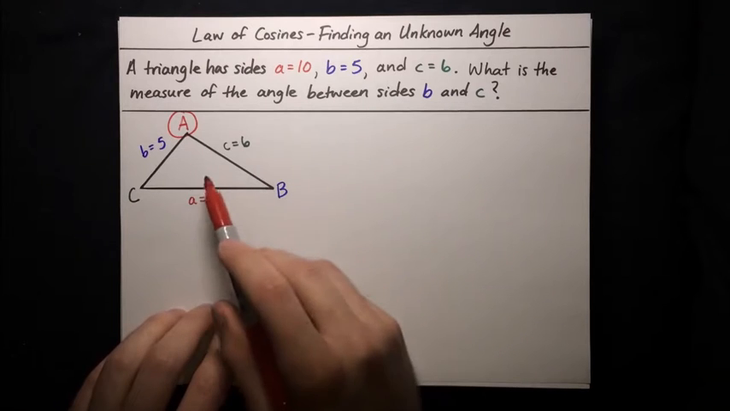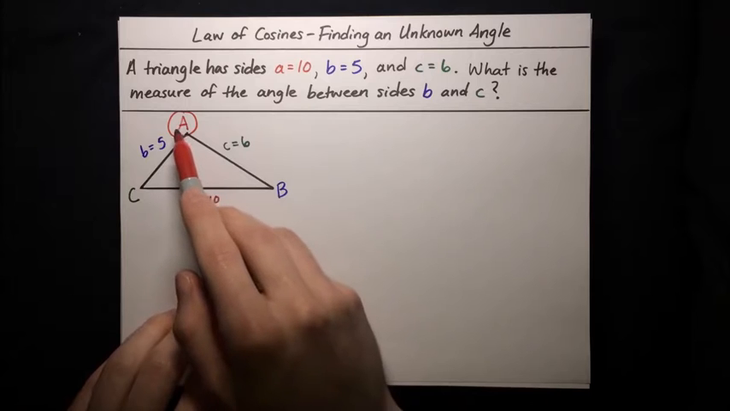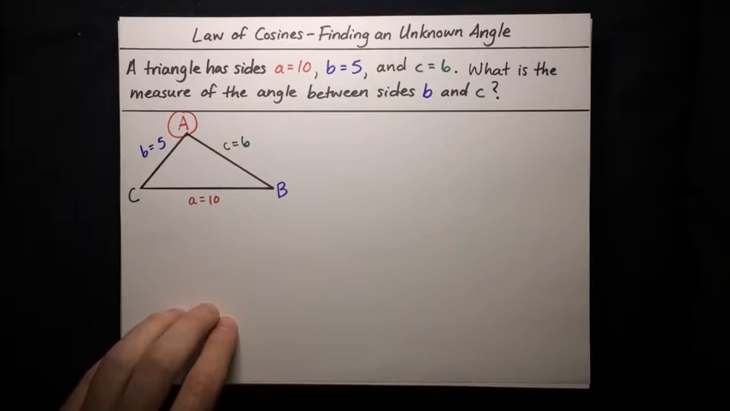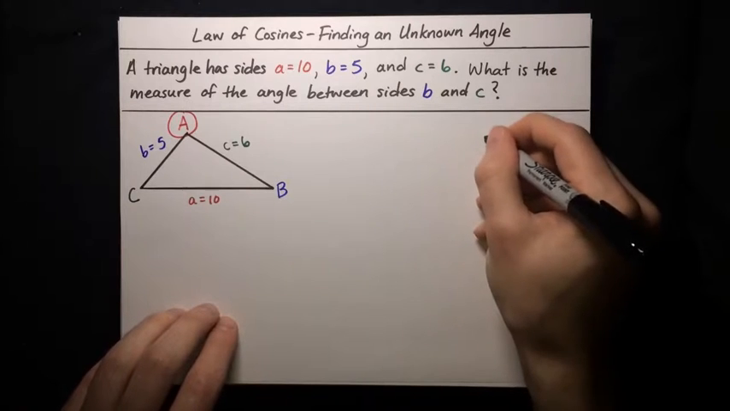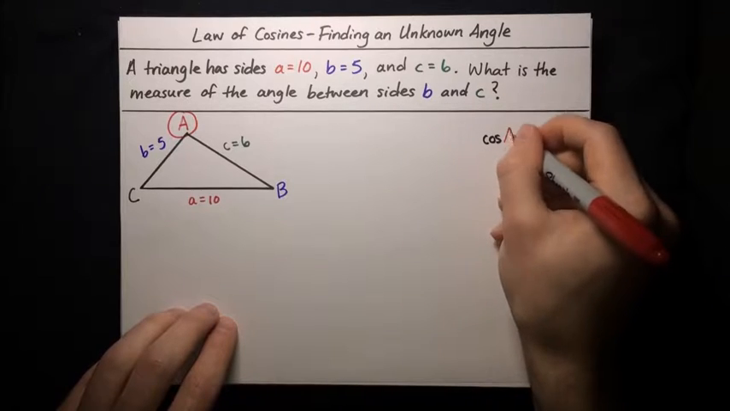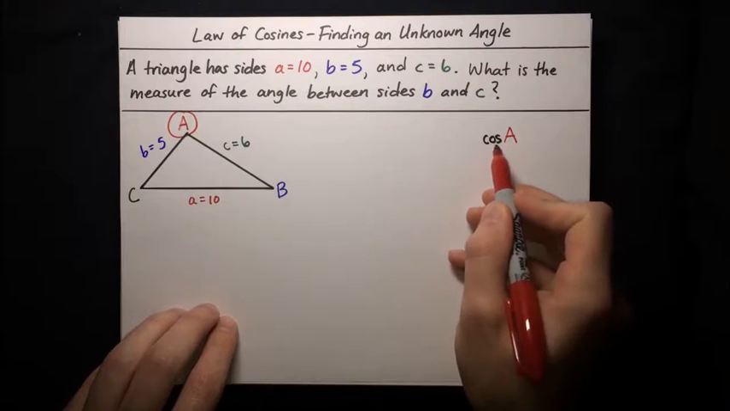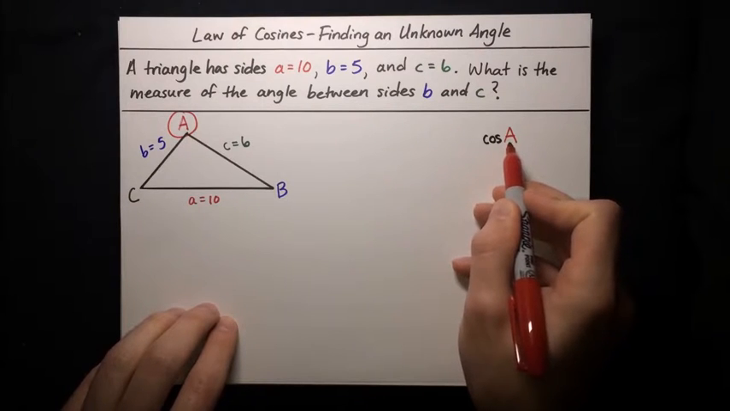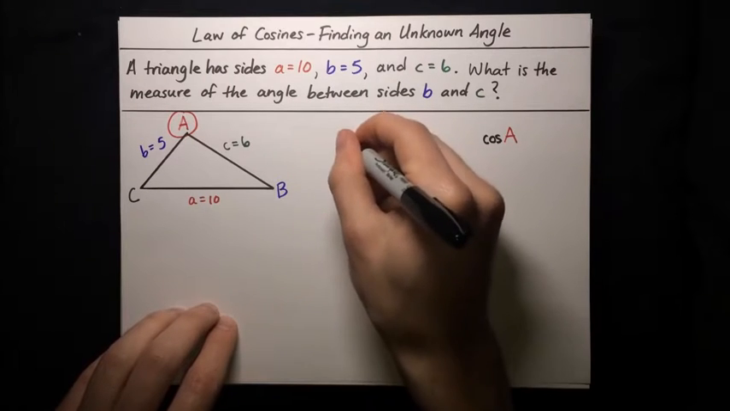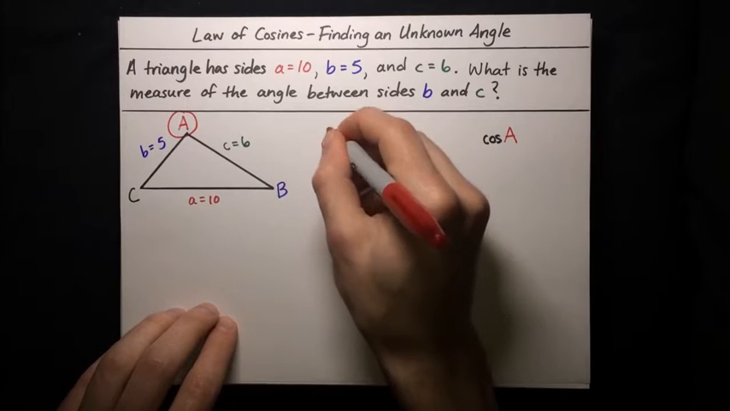Now, we don't have the law of cosines written down either, so let's try to recall it. So we want to solve for angle A. That means we need a cosine of angle A term here. So why don't we start off by writing that down? Cosine of angle A. Okay, and remember that whenever we have cosine of angle A, the side corresponding to that angle appears on the other side of the equation. So let's put an equal sign over here and let's write side A squared over here.